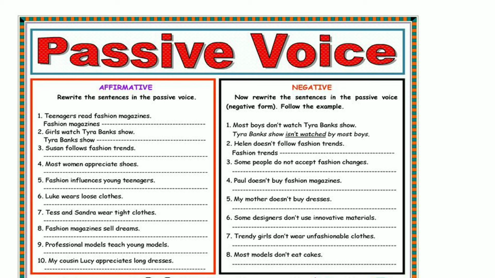So in total there are 17 numbers. 10 numbers for affirmative, and then 8 numbers minus 1, because number 1 is the example for the negative section. So there are 17 numbers. Easy.